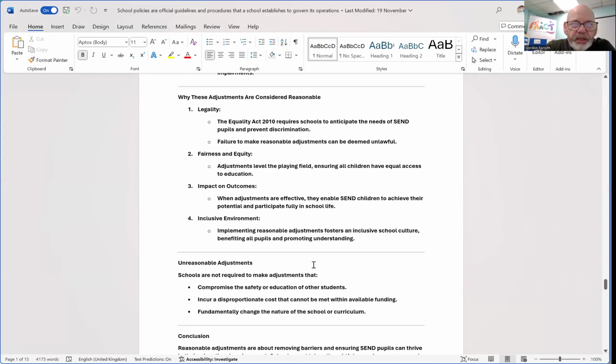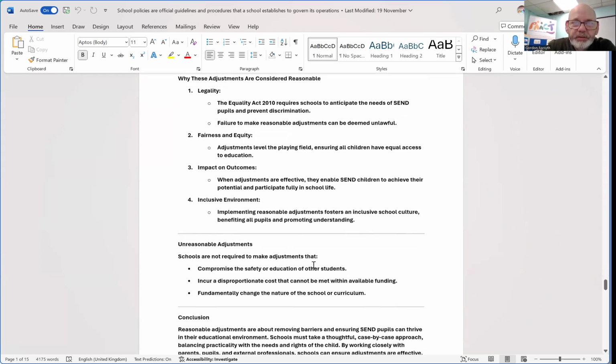Fairness and equality, adjustment levels the playing field and ensures all children have equal access to education. Impact on outcomes. When adjustments are effective, they enable SEND children to achieve their potential and participate fully in school life. It's not rocket science, this, is it? And yet we have so many battles over reasonable adjustments. Why? We know why. Implementing reasonable adjustments fosters an inclusive school culture, benefiting all pupils and promoting understanding.